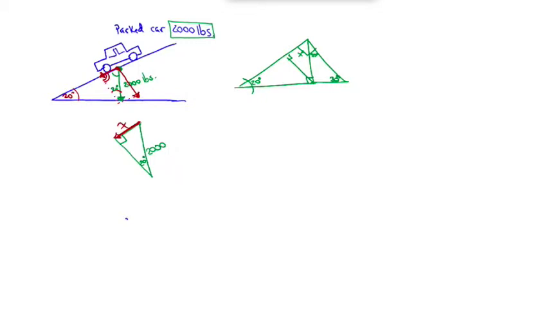sine. So this becomes sine of 20 degrees is equal to opposite, which happens to be x, over hypotenuse, which happens to be 2 grand. So x equals 2,000 sine of 20, and x is approximately how many pounds?